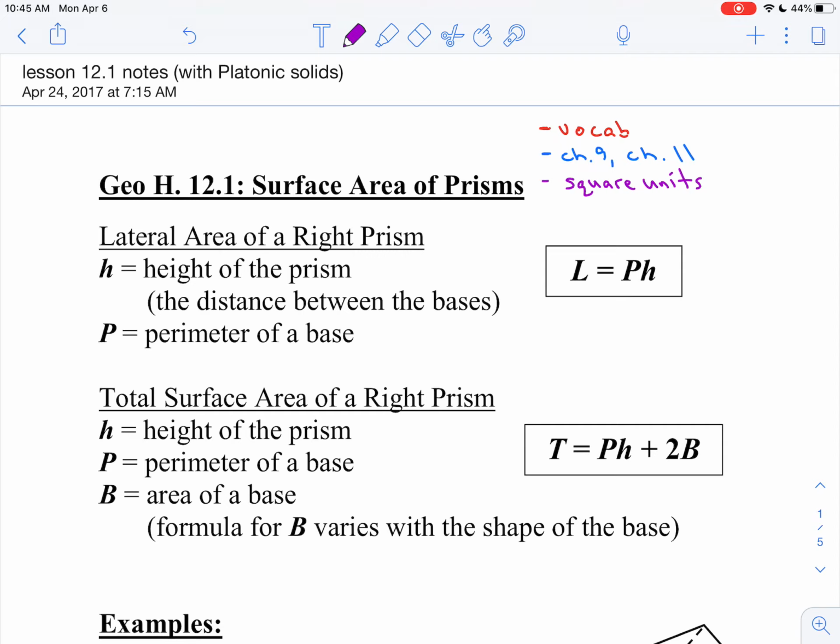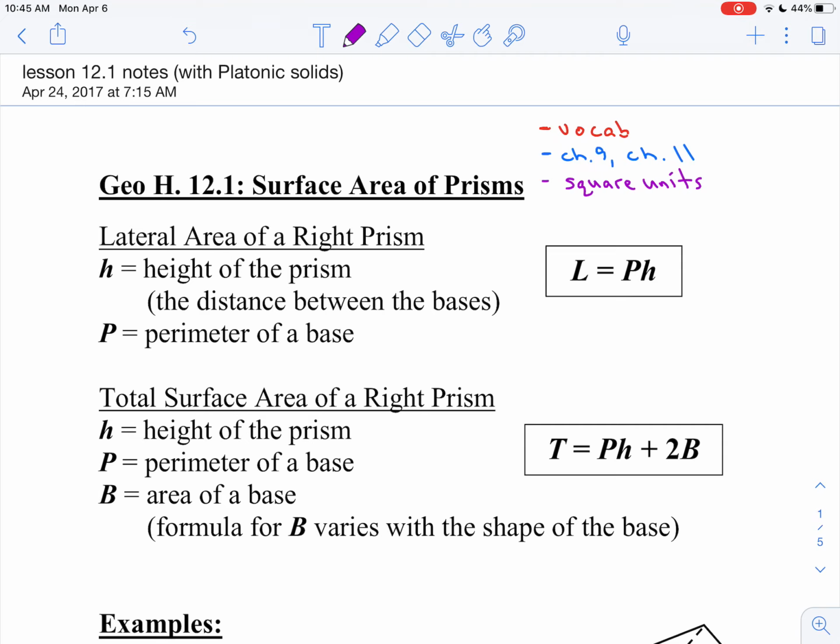So the lateral area would be all of the rectangles connecting the two parallel congruent polygons, which are the bases. So there's two parallel congruent polygonal bases, and then the rest of the faces are rectangles, sometimes parallelograms, but in this case it does say a right prism, so they're going to be nice rectangles, so that's awesome.